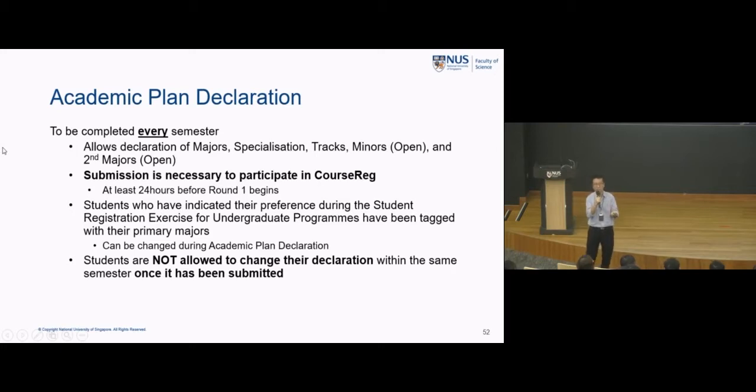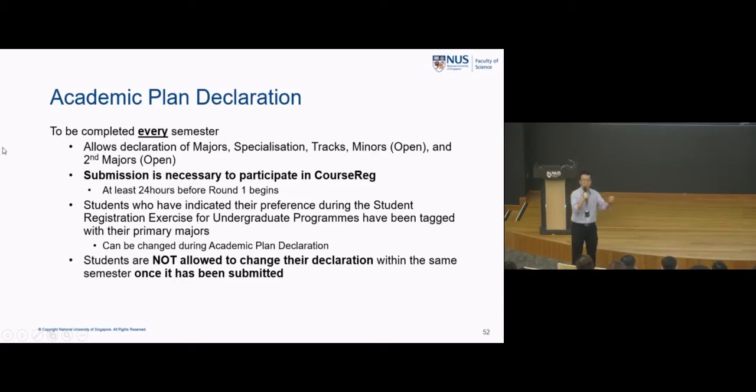That's perfectly fine. People do change their mind. People take time to decide. So the APD process that you go through this semester, at the beginning of this semester, you have to go through it again at the beginning of next semester. This is in the event that you've decided, no, I don't want to be a data science major, I want to be a quantitative finance major. Then you redeclare yourself as a QF major at the beginning of semester 2.